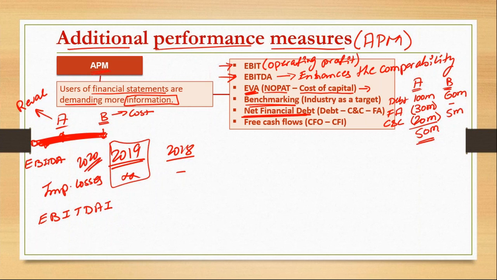So the net financial debt of A is going to be 50 million, but the net financial debt of B is going to be 55 million. If we look at the net debt, we are going to say that company A's gearing would be less than B's, assuming that their equity is the same. So rather than looking at the debt itself, we should be looking at the net debt after incorporating our ability to repay the debt.